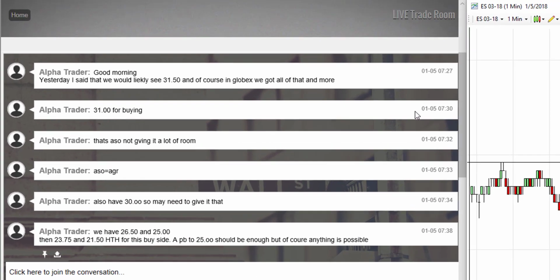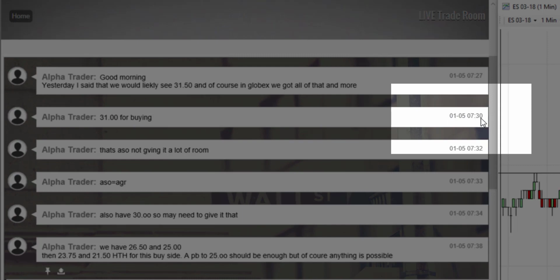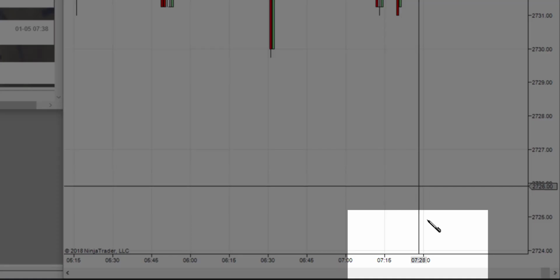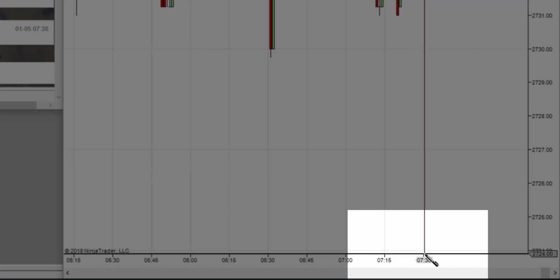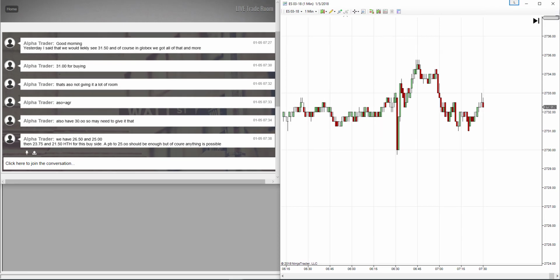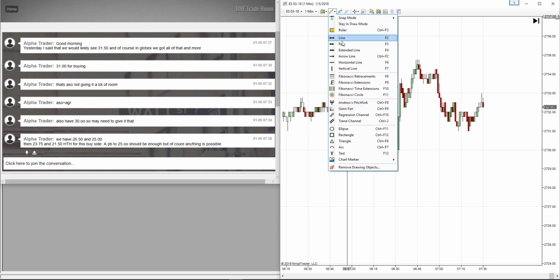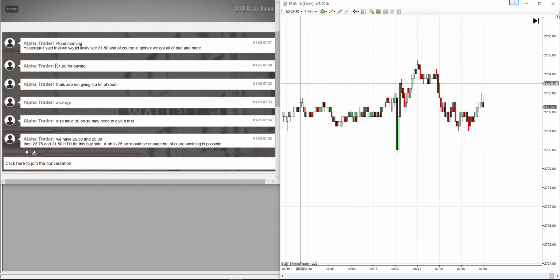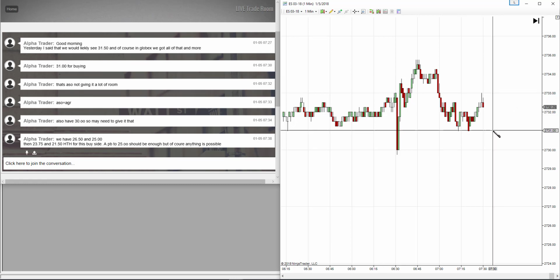So in the trade room, you can see January 5th and then the time. On the charts, you can see January 5th, 2018, and then below, down here, you're going to see the time. Okay, so I want to make sure this matches up exactly. So what I'm going to do is go up here to my drawing tools, to my horizontal line, and over here it said 31 for buying, so I need to put a line in here at 31.